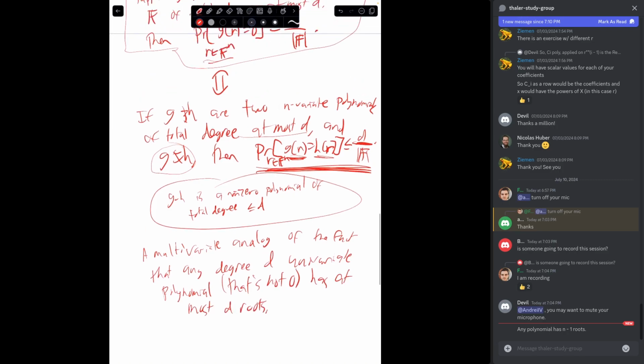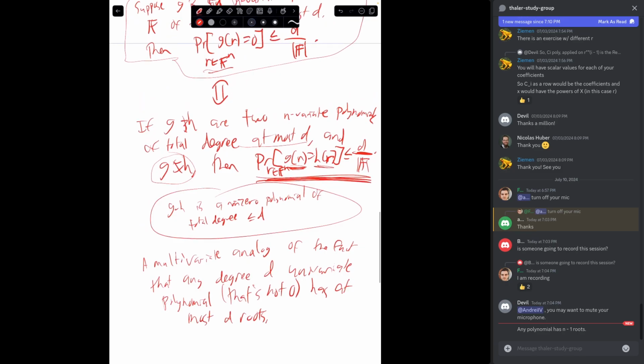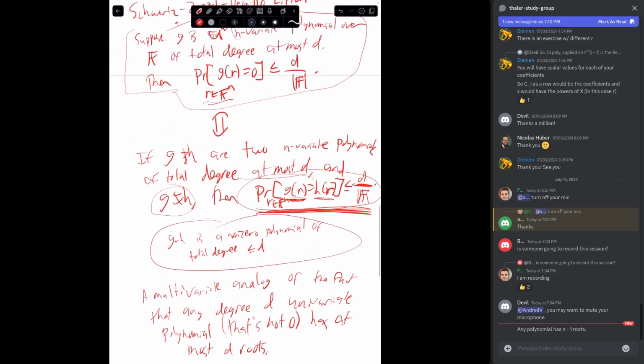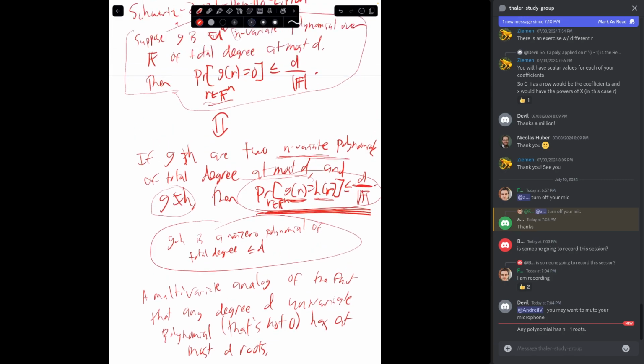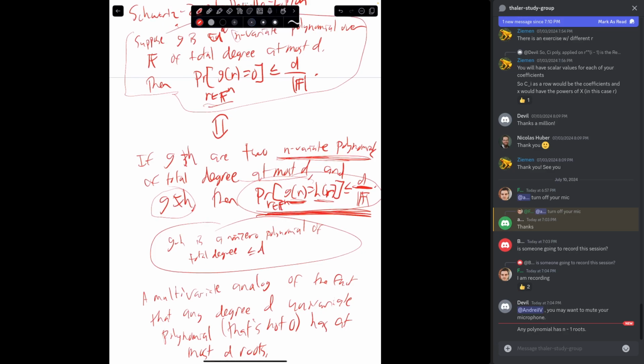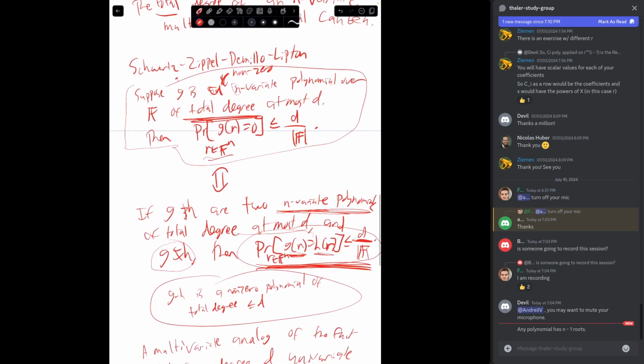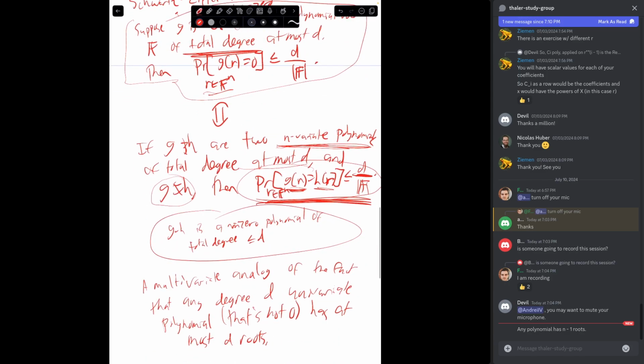Right. So if n was 1, this statement would be equivalent to the fact that a univariate polynomial of degree at most d that's not the zero polynomial has at most d roots. So you should think of this as just a generalization from univariate to multivariate of that basic fact. And when you start talking about multivariate polynomials, the relevant notion of degree as far as Schwartz-Zippel is concerned is the total degree. Okay, so that's Schwartz-Zippel. Questions about Schwartz-Zippel?